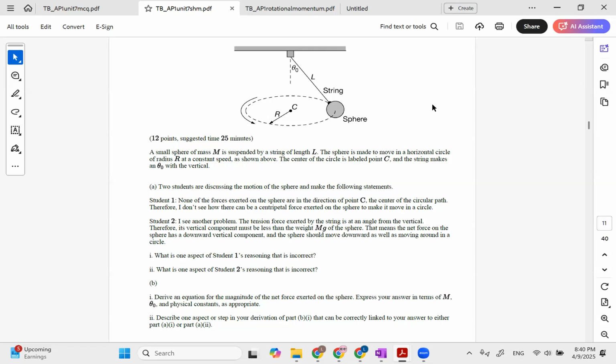Student 2: I see another problem. The tension force exerted by the string is at an angle from the vertical. Therefore, the vertical component must be less than the weight mg of the sphere. That means the net force on the sphere has a downward vertical component, and the sphere should move downward as well as moving around in a circle. What is one aspect of student one's reasoning that's correct? What is one aspect of student two's reasoning that's correct?